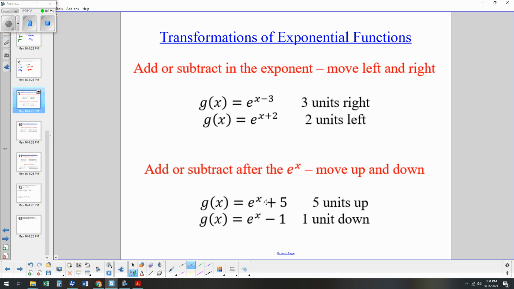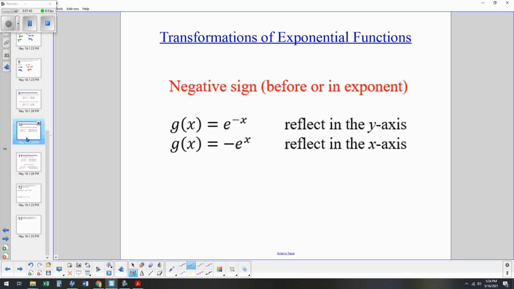If I'm adding after it or subtracting after it, that's affecting the y. It's moving up and down. So +5 would be 5 units up, and -1 would be 1 unit down. The negative sign, if it happens on the x, it's reflecting in the y. So it's always kind of the opposite. On the x is going to reflect in the y. Not on the x is going to reflect on the x.